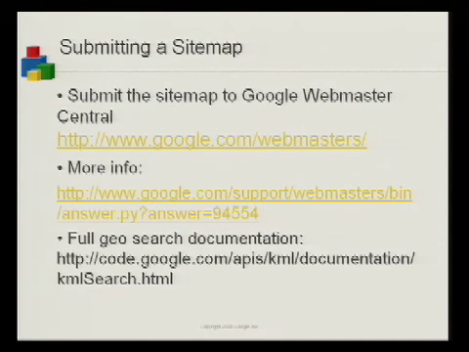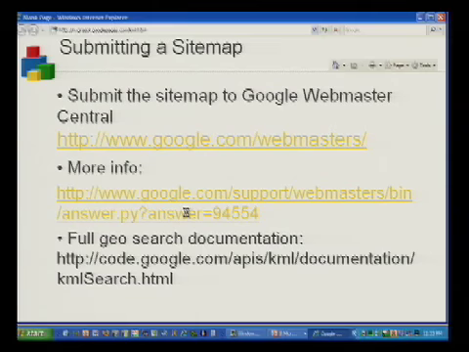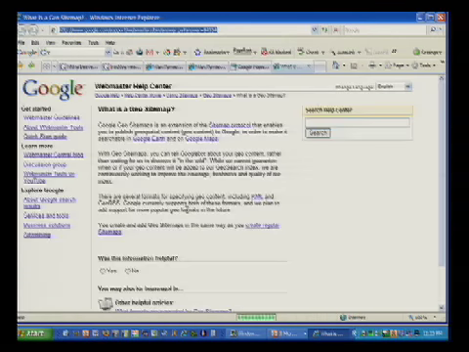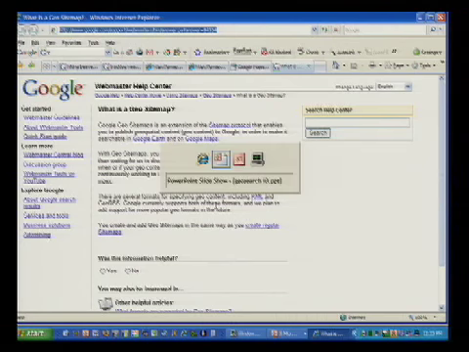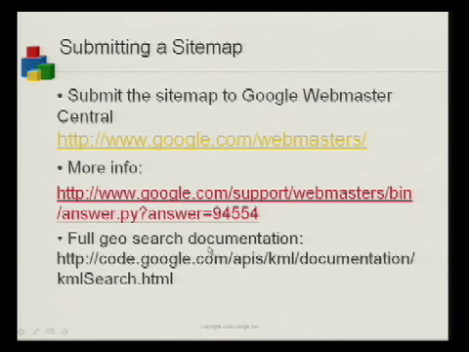Then if you want to submit it, you just go to google.com/webmasters and submit it. We actually have a little URL here that gives you more information about submitting a sitemap. And here's the URL for the full GeoSearch documentation. Let me see if I can open up this one here. If you want to find this on the web, search for "what is a geo sitemap?" Then there's more documentation on it on our KML documentation page.